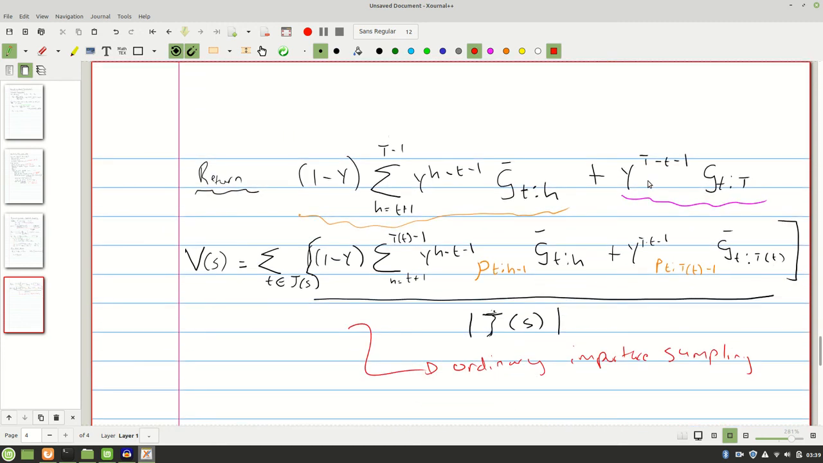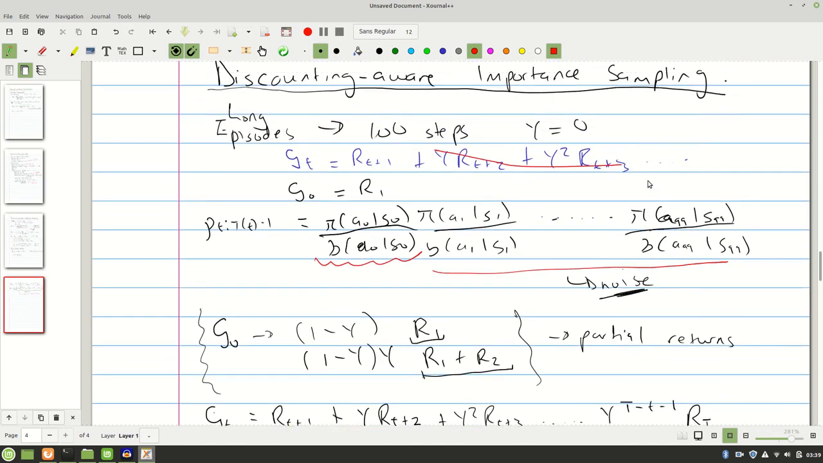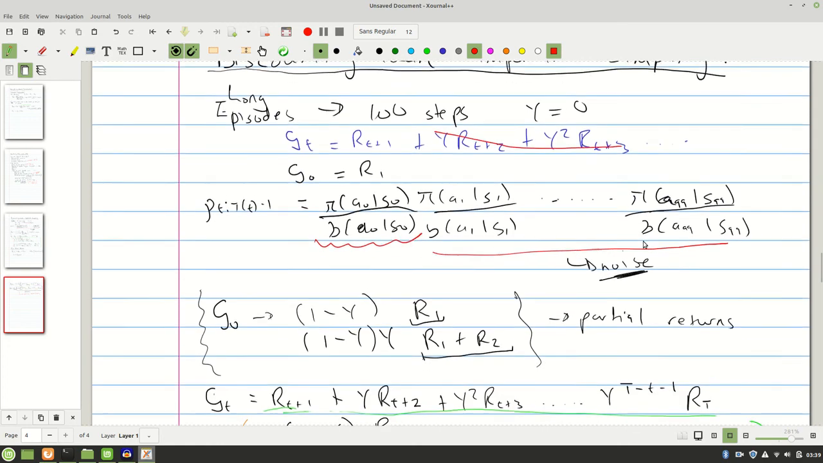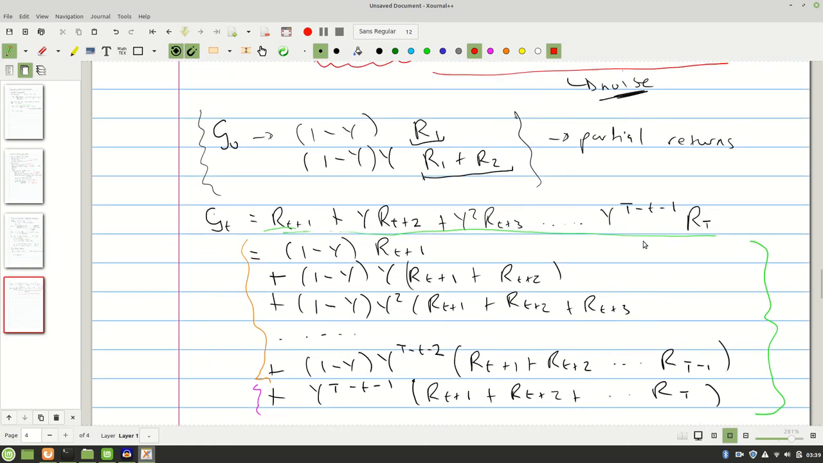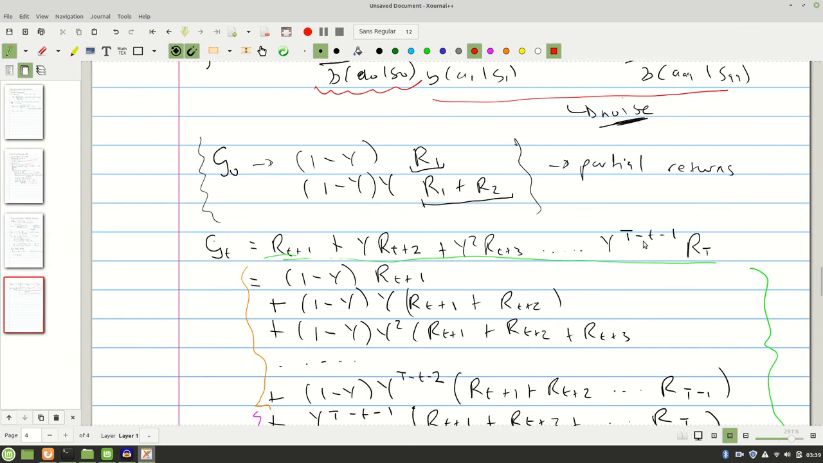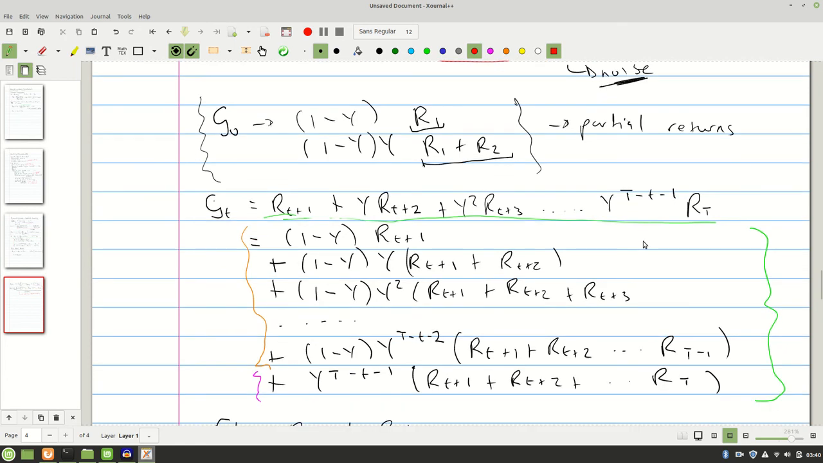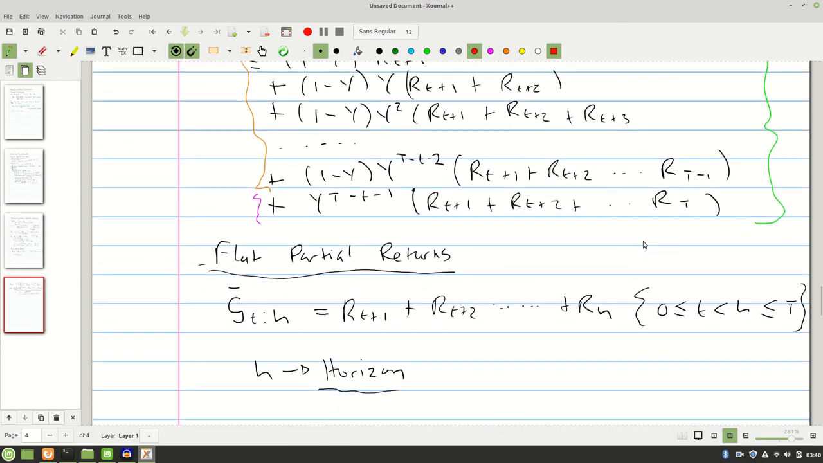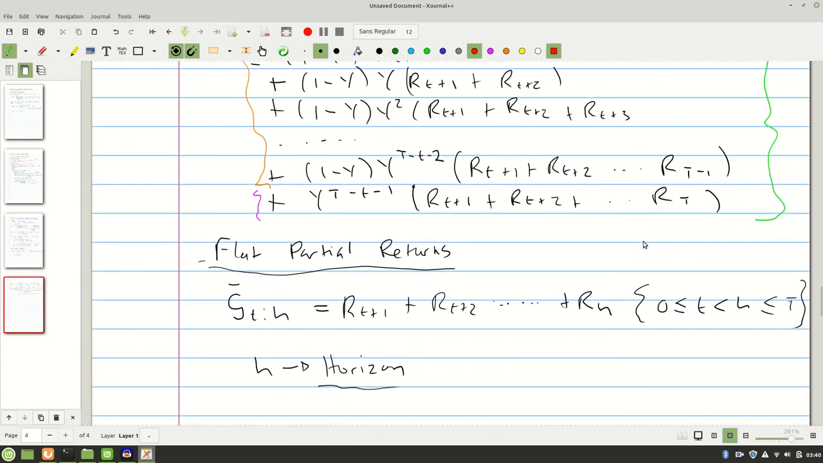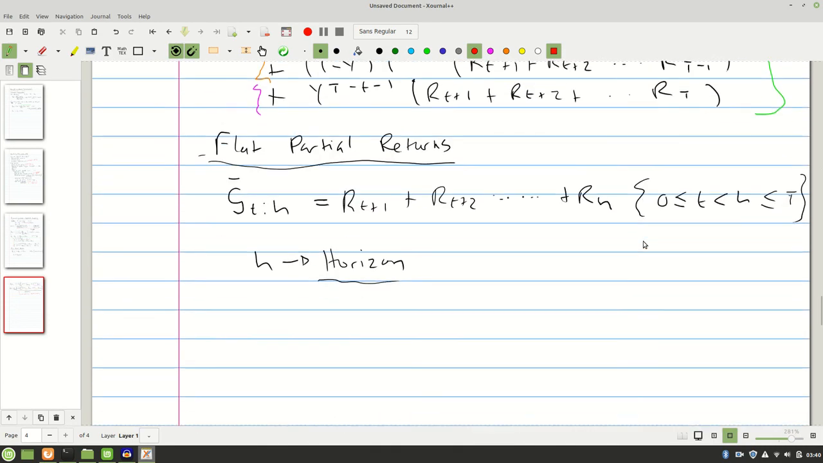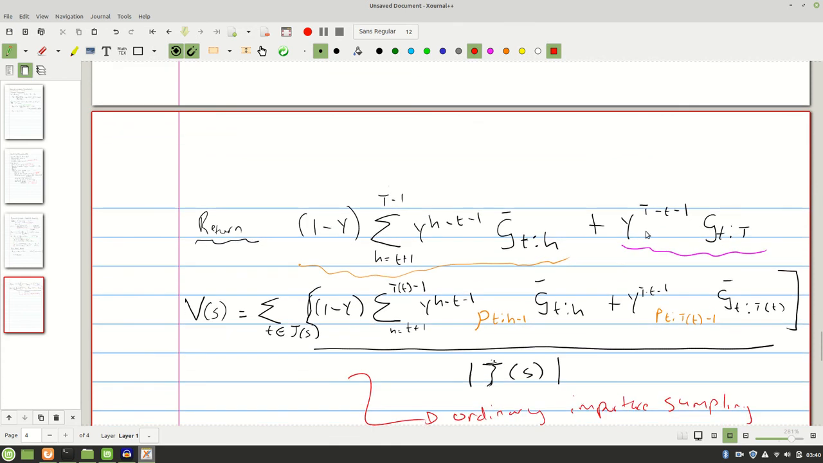So this finishes the discussion on how we can be more aware of our discounting terms when we're doing importance sampling in this context, to make sure that we don't add a lot of variance or noise when we're computing our returns. Becoming aware of this actually helps us compute more accurate returns, which will lead to better algorithms.